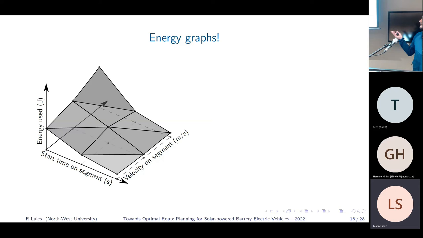You have an energy graph, and on that energy graph is the start time on a segment, and at what speed you drive, and the energy you gained or used is on the z-axis. So this is one way of dividing up the data, in triangles. It's way more accurate to do it this way. But when you do this, you're going to have to put a lot of new constraints in to actually model the triangle part.